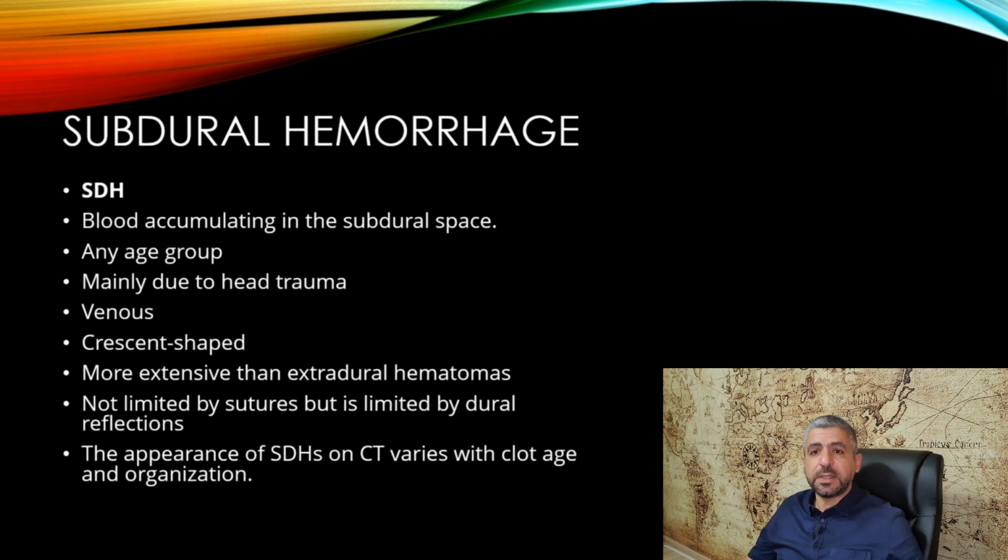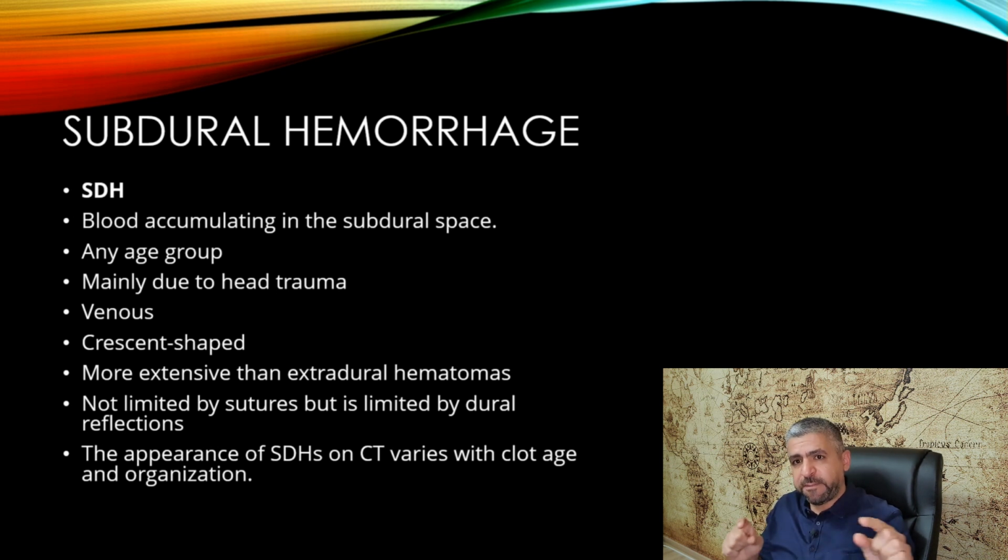Now, the second type is subdural hematoma or subdural hemorrhage. Subdural space is the space between the dura and the arachnoid, okay? So this space, since the arachnoid is a very loose type of dura, the space is relatively open. It has no significant resistance.